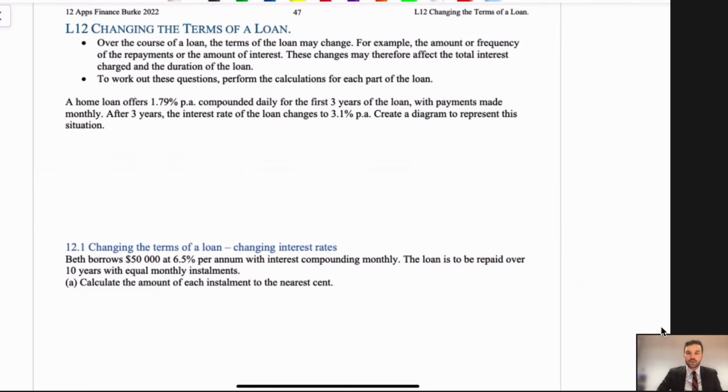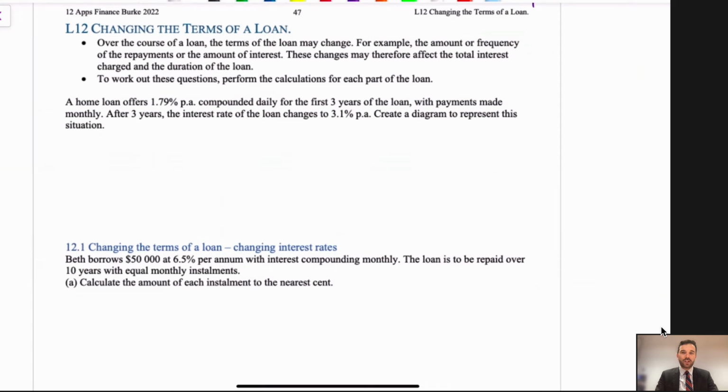For our finance books, changing the terms of a loan. Now, of all the concepts, I'd say this is the one that's often misunderstood, but once you understand how it works, it's not too bad. They're usually worth quite a few marks in the test as well, so getting on top of these will really, really help you if you want to boost your mark.